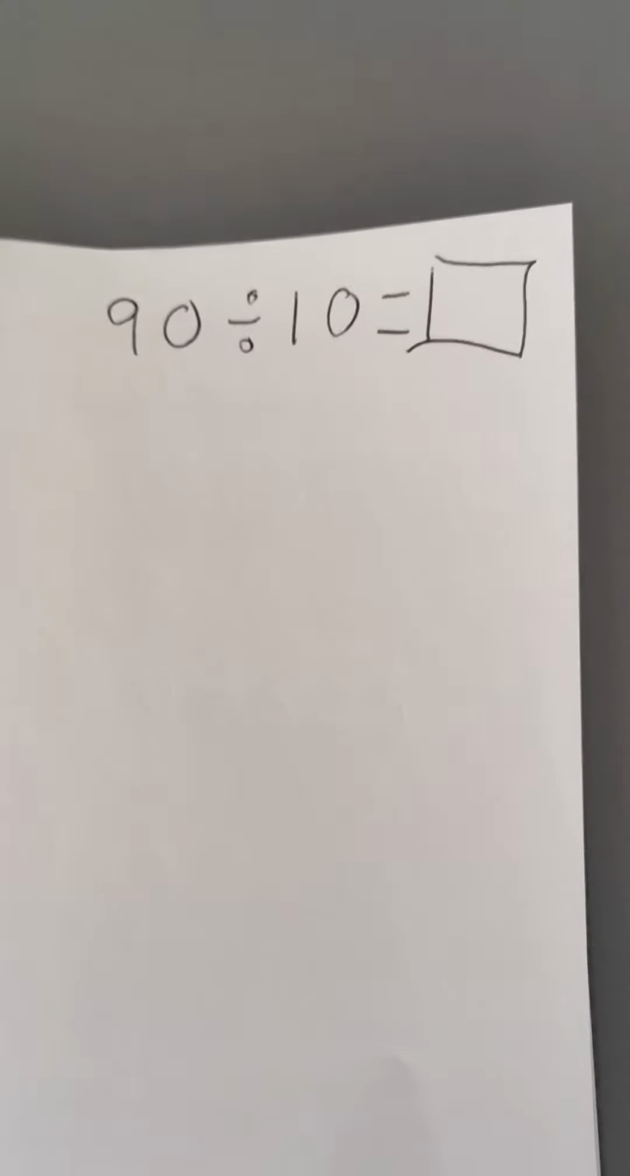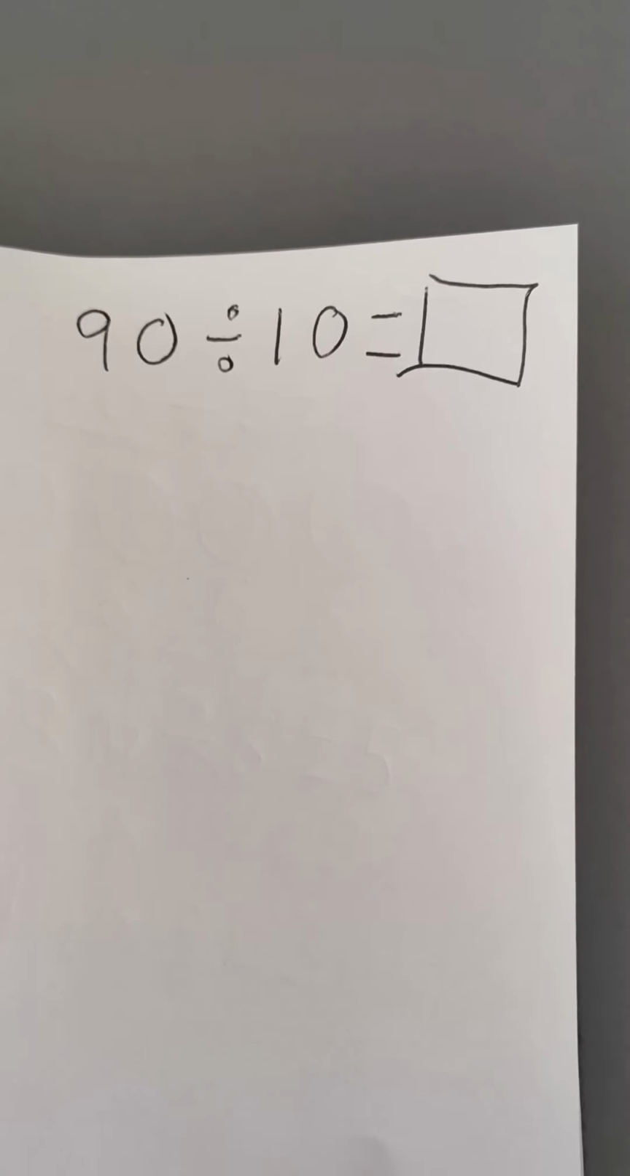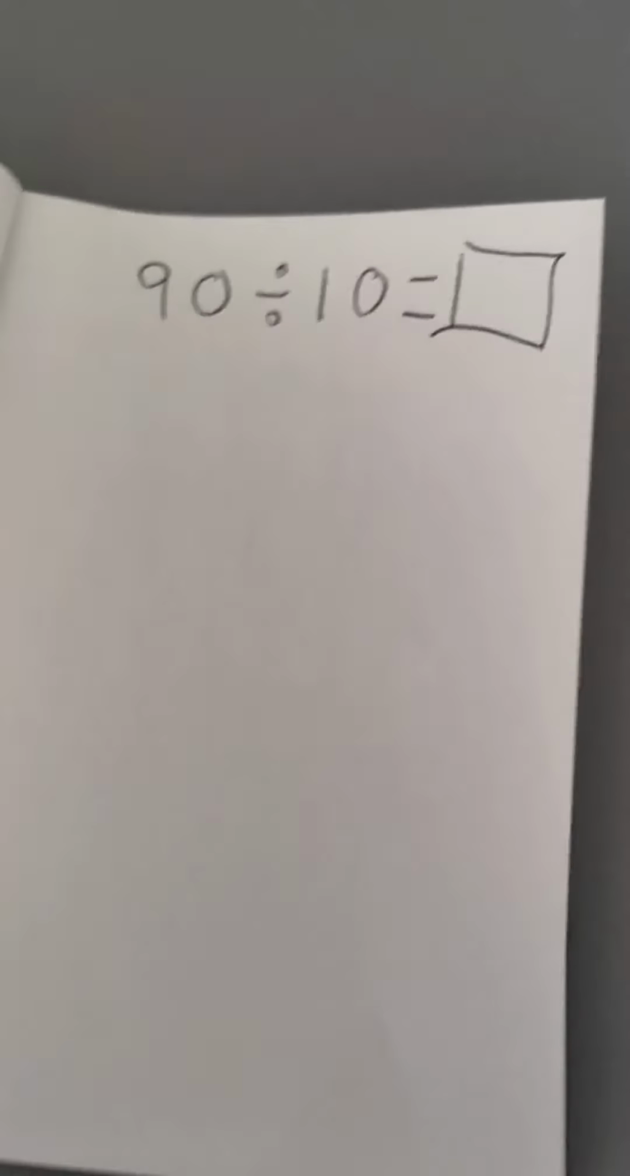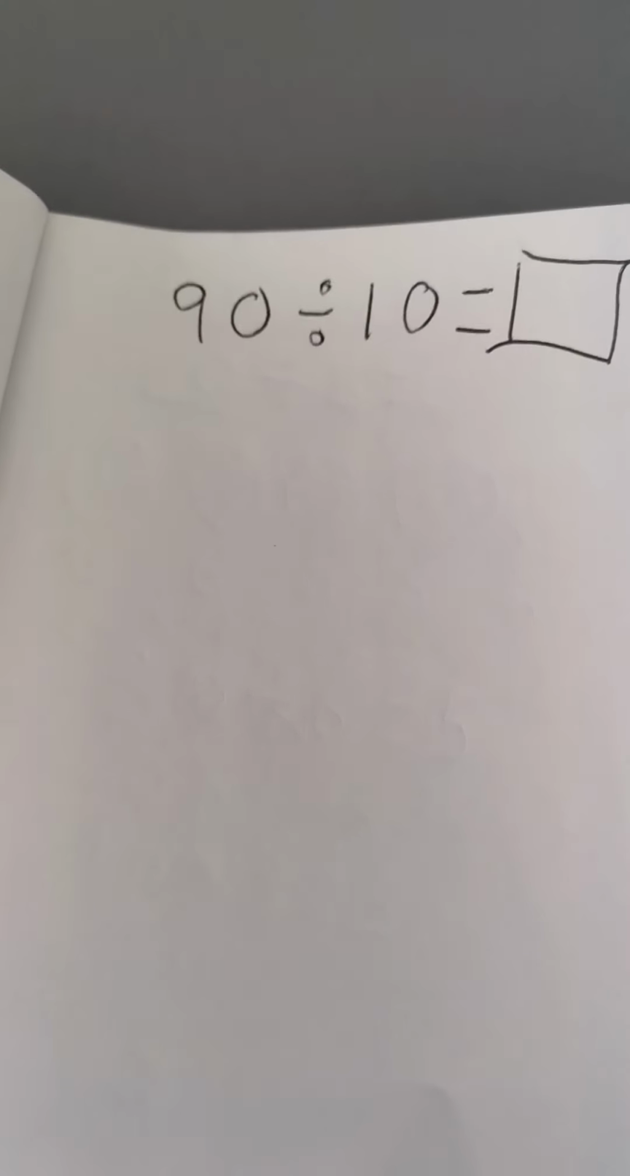So if I've got, for example, 90 divided by 10 equals something. Okay, 90 divided by 10, 90 shared into 10 groups equals something. Now I could draw this. It might take a long time though. If I'm trying to draw 90 little shapes, it could take a long time.